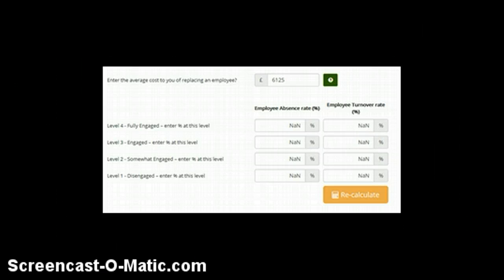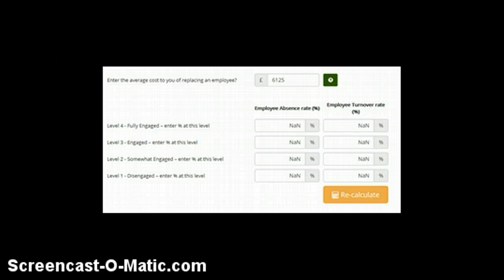If you're in categories level 4 and 3, then your absence rate is going to be around about 5%. That is the genuine sick days that unfortunately people just do have. That is just the way of the world. Compare that to levels 2 and 1, their employee absence rate is 8%.